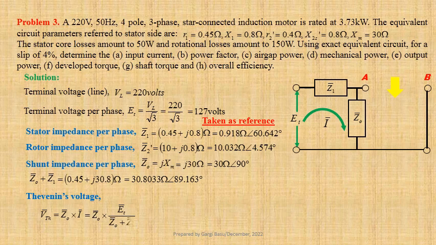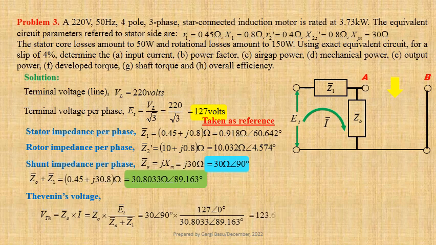by Z0 plus Z1. Using values we get VThevenin equals 30 at an angle 90 degree into 127 at an angle 0 degree divided by 30.8033 at an angle 89.163 degree. That gives us 123.688 volt at an angle 0.837 degree.